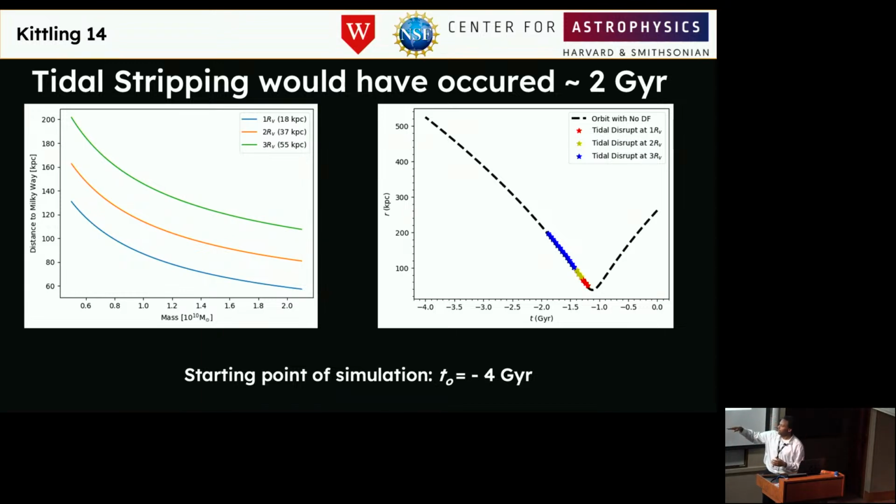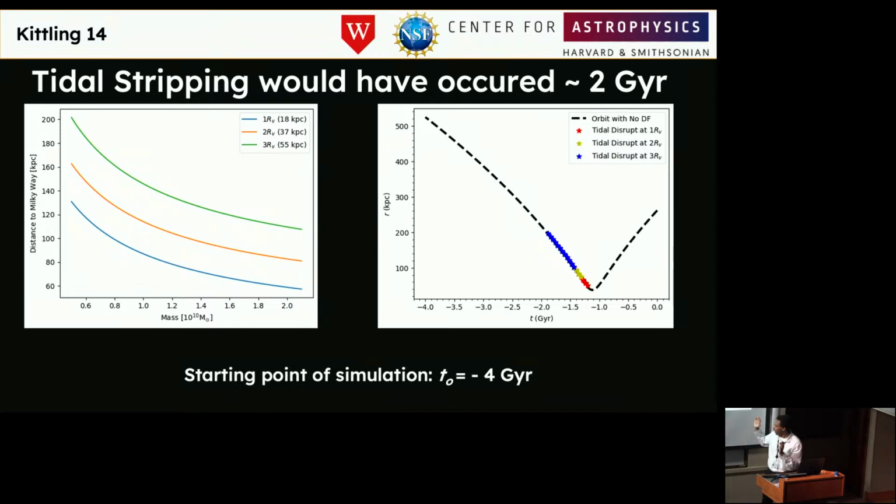Each line represents the distance that star is from the center of Leo 1. The x-axis is the mass of Leo 1. And you can see generally as the stellar mass of Leo 1 increases, Leo 1 has to be closer to the Milky Way for that star to be stripped. So we take those values, and if we plot them on the orbit of Leo 1, we can see that most of the stripping would have occurred at 2 billion years ago.